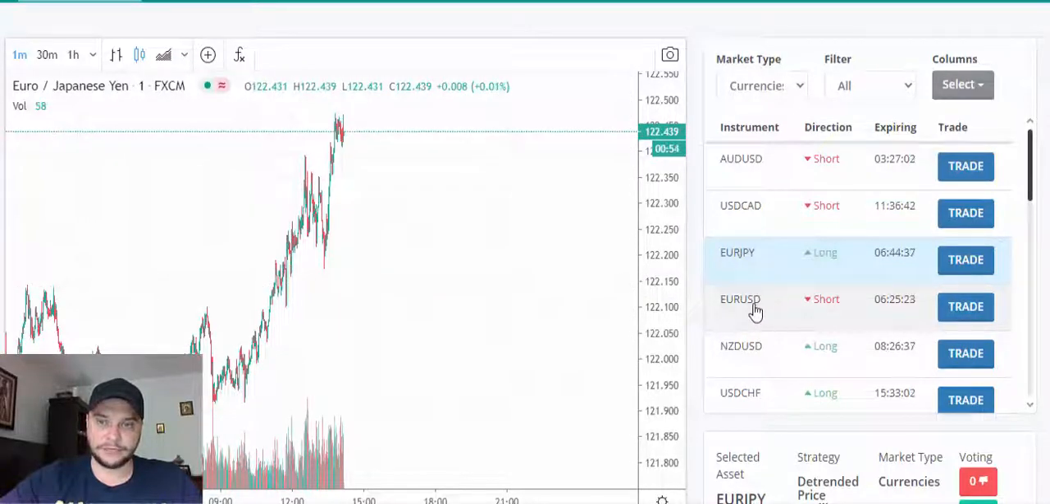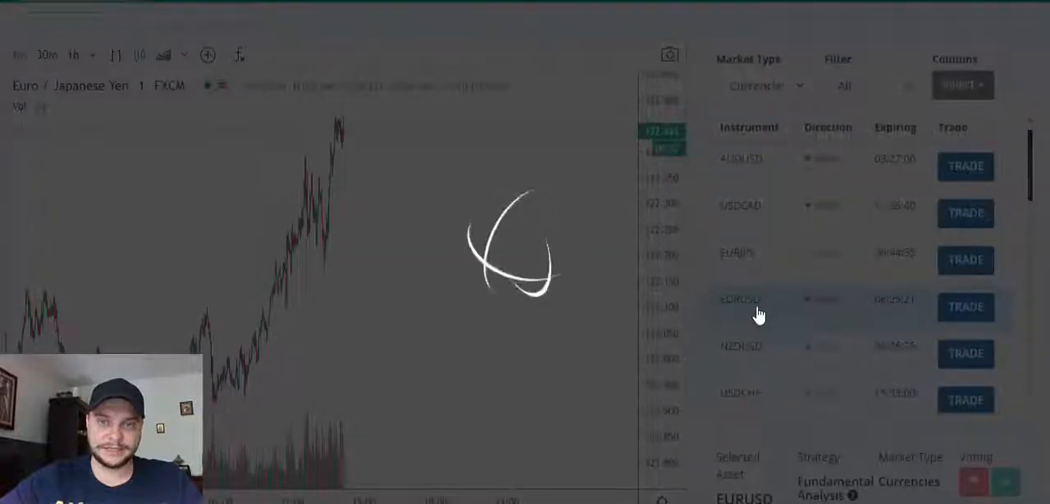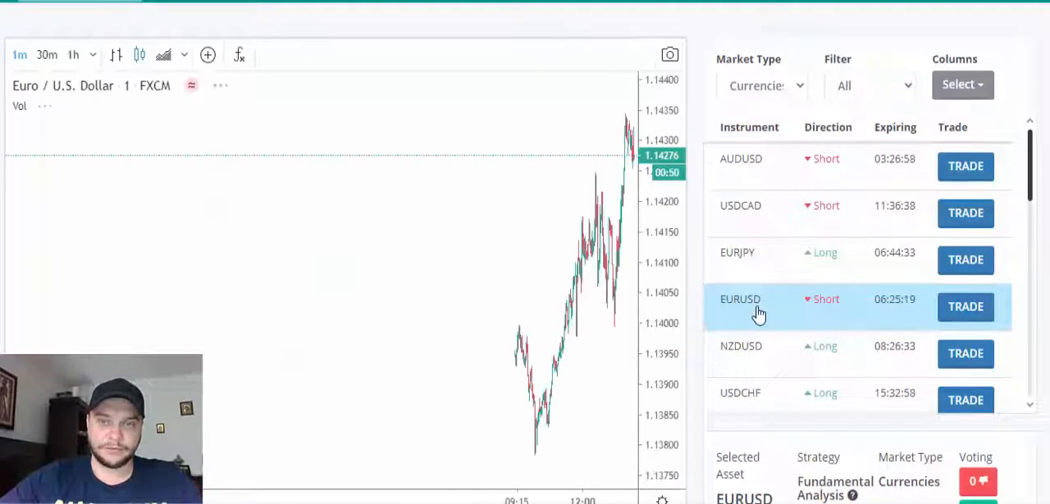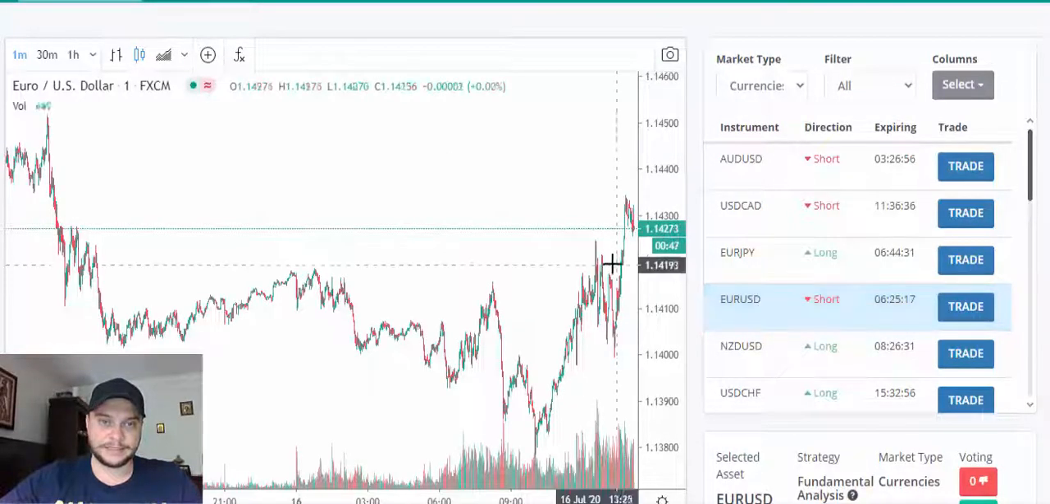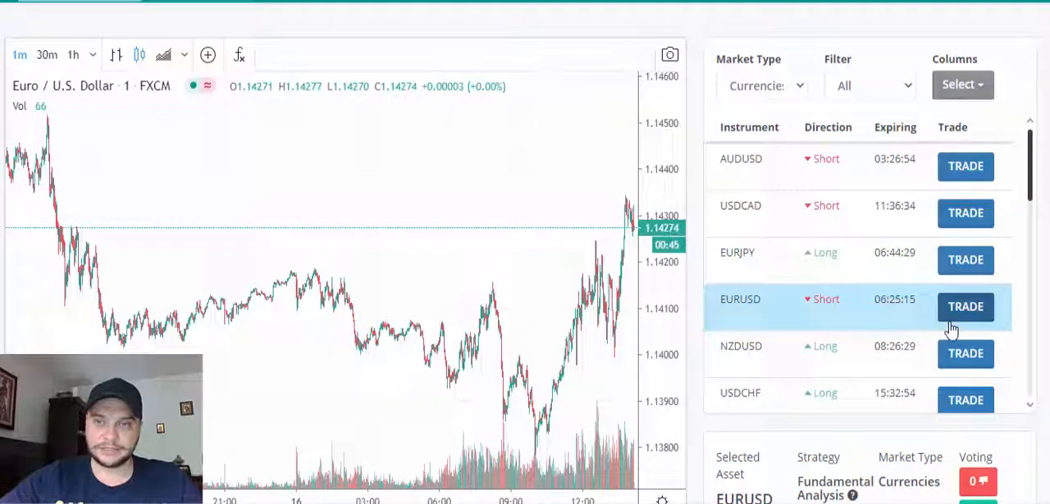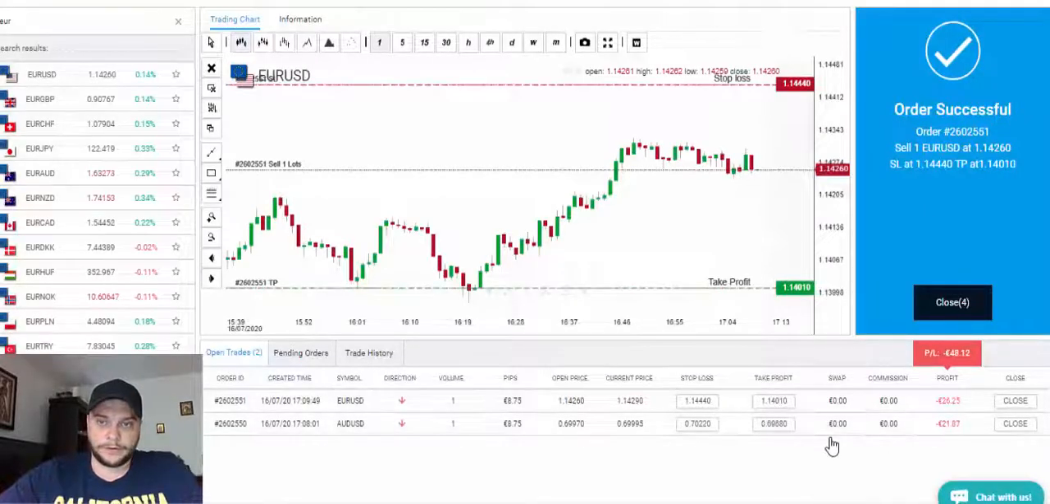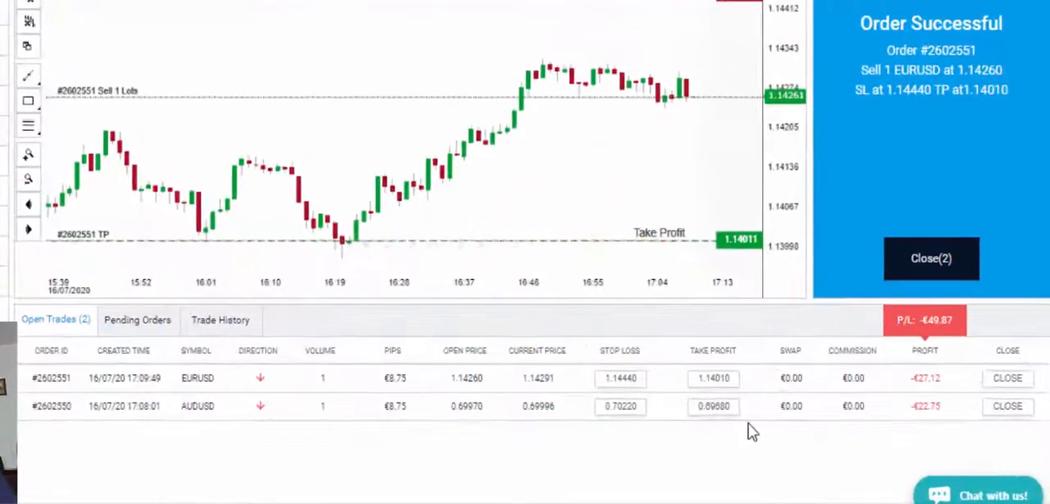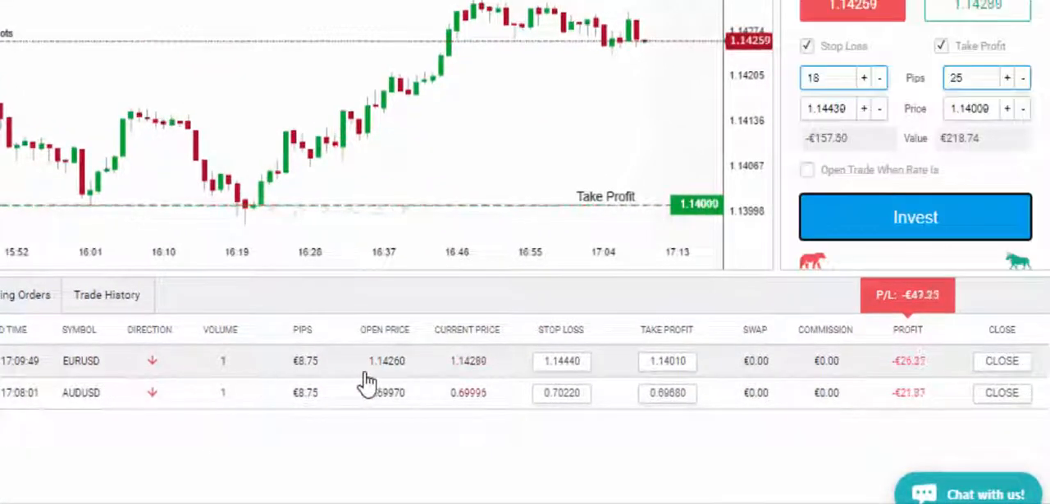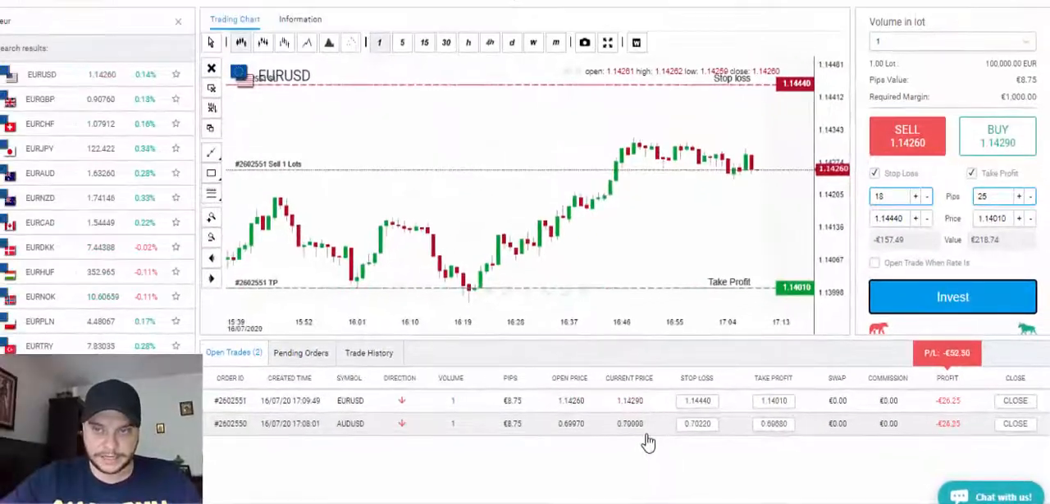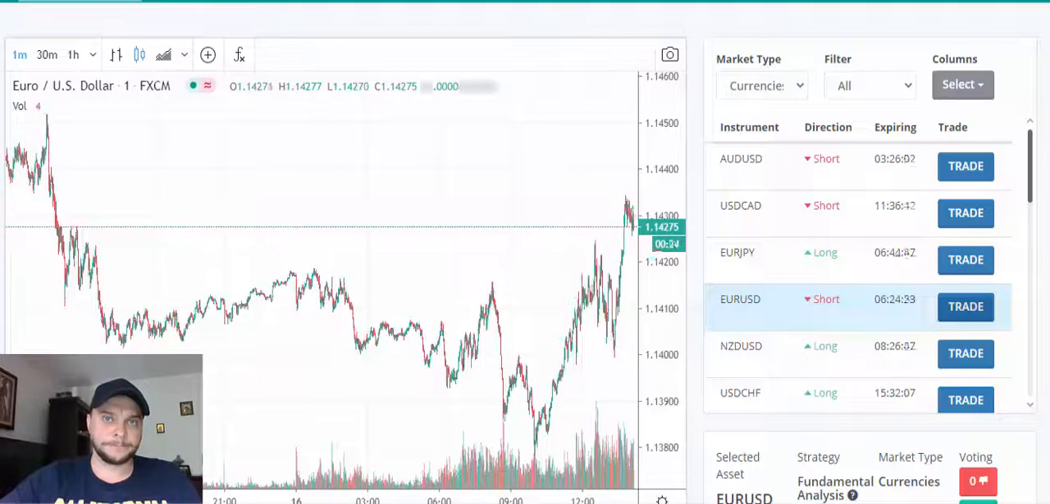let's see Euro USD, and this is a short sell. Yes, this looks good. Euro USD, let's click on trade. Alright, and order successful. As you can see, Euro USD, it is a sell and everything is set, stop loss, take profit. And let's go and find another one.